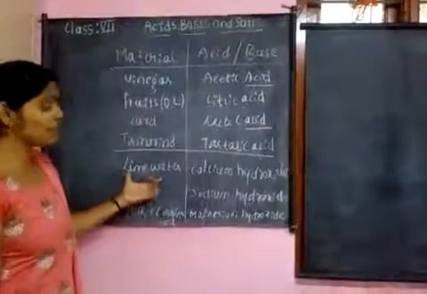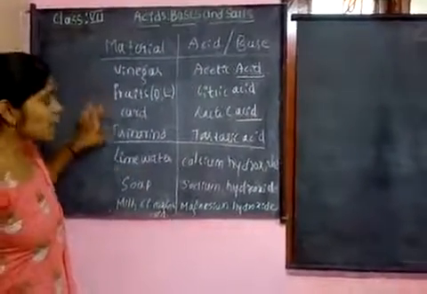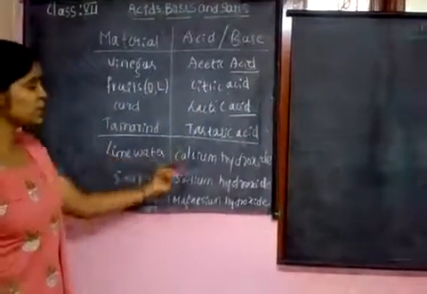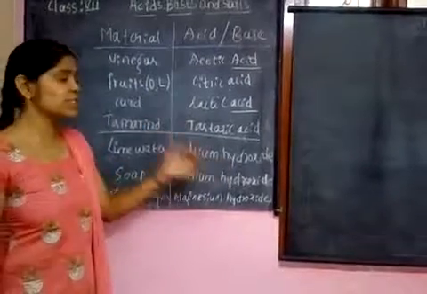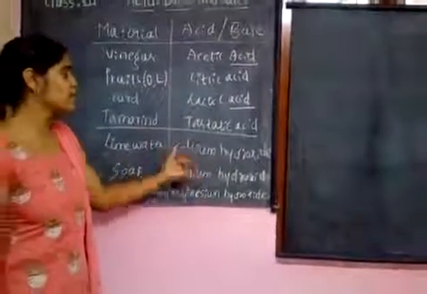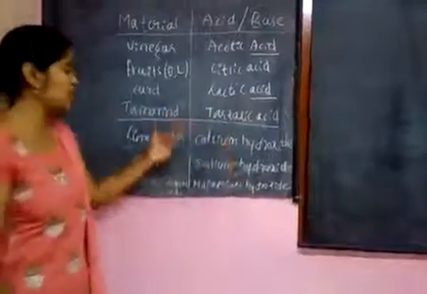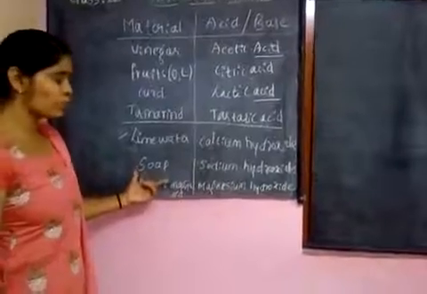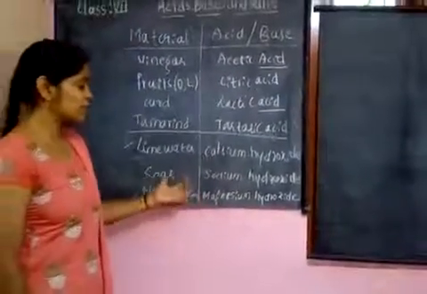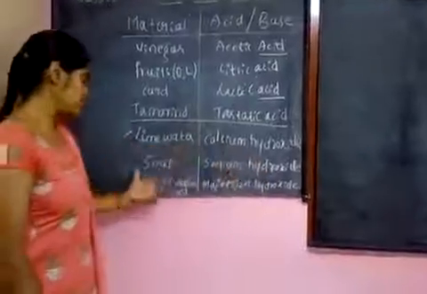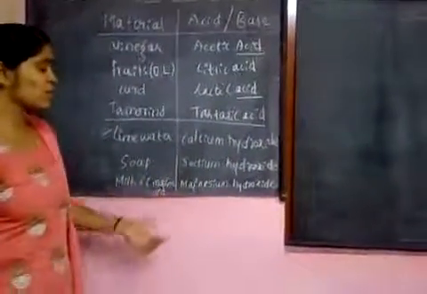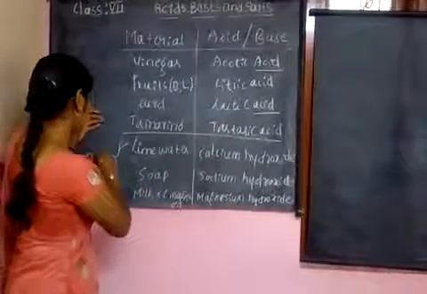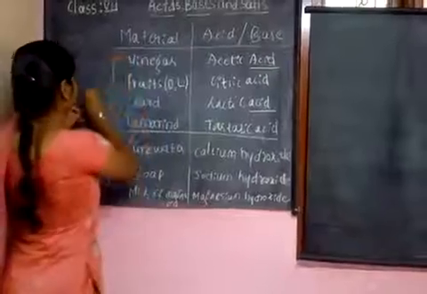The next one is lime water. Lemon has citric acid, but lime water is basic, which has a bitter taste. Hence, it contains calcium hydroxide. So lime water is basic in nature. The next one is soap, which is bitter and contains sodium hydroxide. The next one is milk of magnesia, which contains magnesium hydroxide. So these are the basic materials and those are the acidic materials.